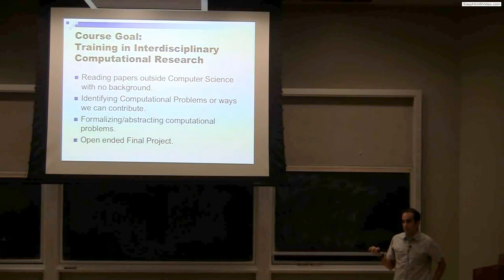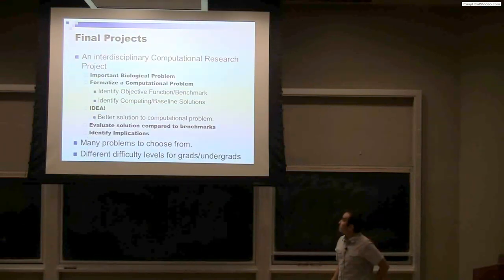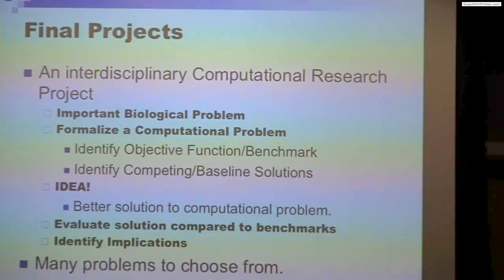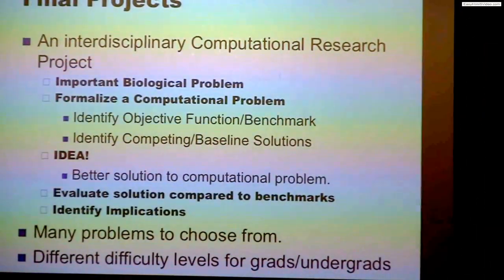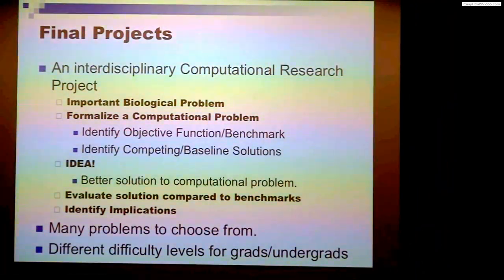Most of that is going to be done through an open-ended final project that you'll be doing. So the final projects are basically interdisciplinary computational research projects. They're important biological problems that you'll identify. You're going to have to formalize it to turn that into an actual computational problem. Then you'll have some kind of an idea on how to solve it. Then you'll evaluate how it performs compared to some other baseline methods over some benchmarks. And then you'll identify implications, and you'll be giving a presentation in class on your project.